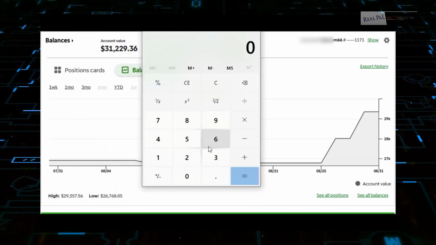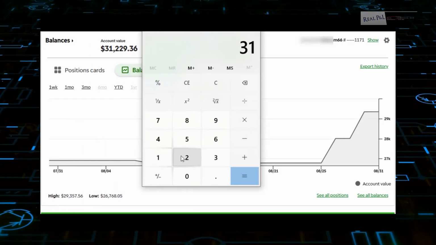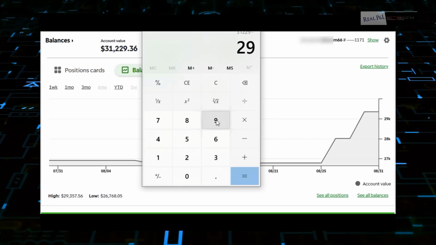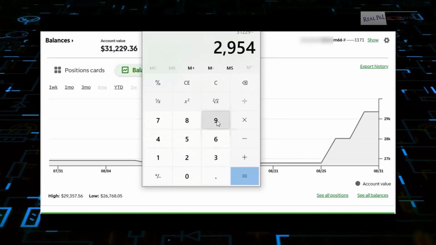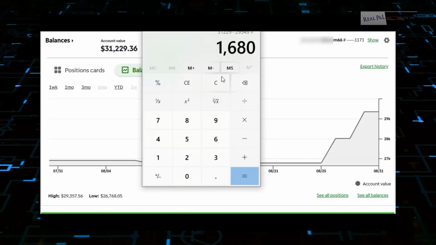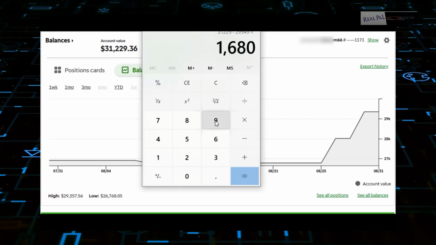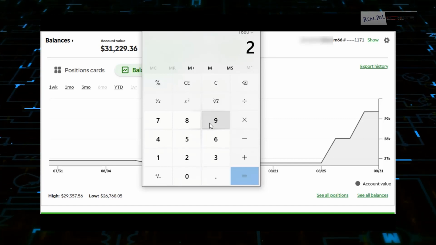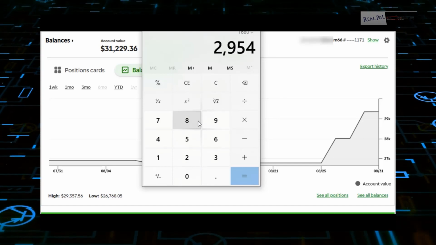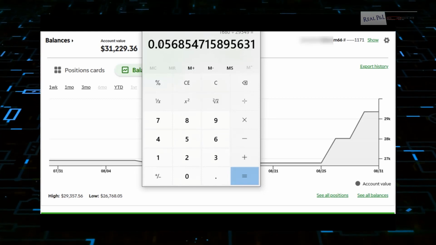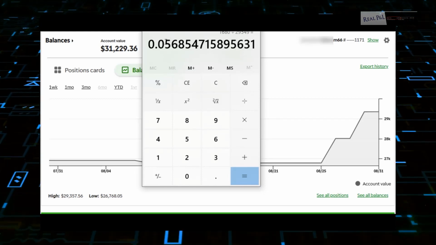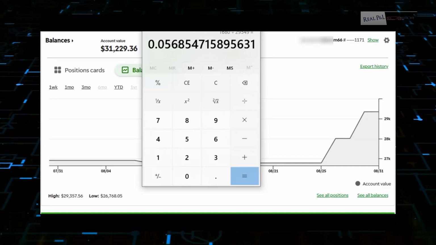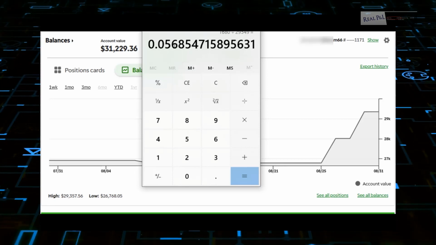So we ended the month with $31,229, and we started the month with $29,549. So we made $1,680. We're up $1,680 for the month. We'll divide that by where we started, $29,549. And we did about 5.7% for the month of August 2022. That's pretty good. S&P was down over 4%. So we vastly outperformed.